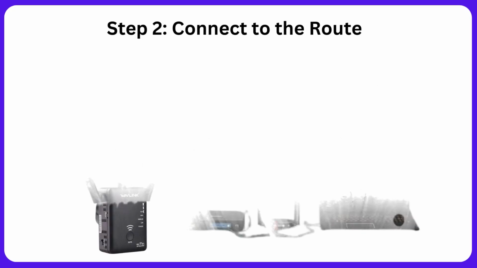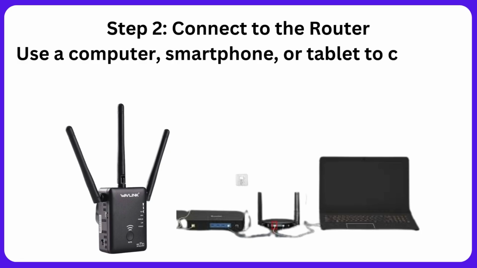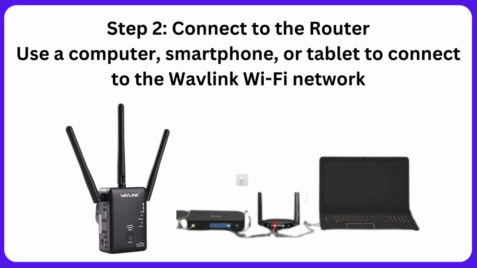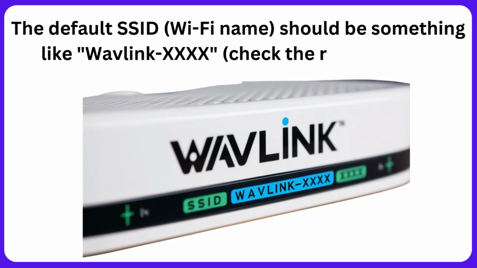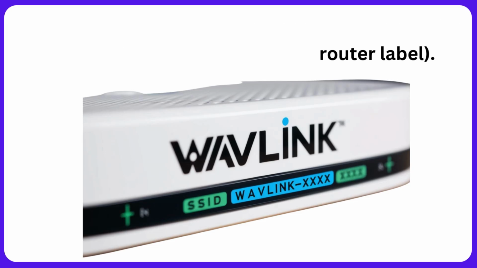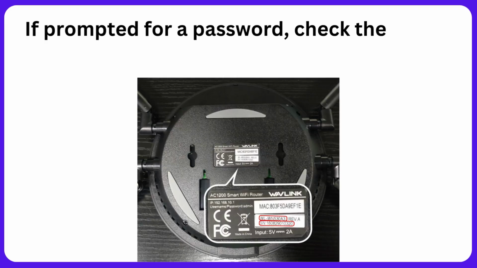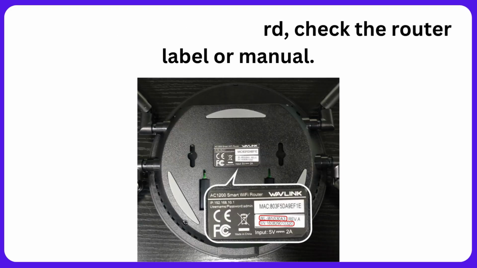Step 2. Connect to the router. Use a computer, smartphone, or tablet to connect to the Wavlink Wi-Fi network. The default SSID Wi-Fi name should be something like Wavlink XXXX. Check the router label. If prompted for a password, check the router label or manual.